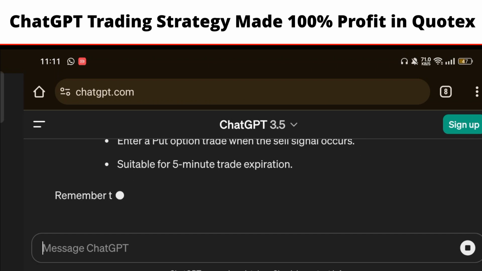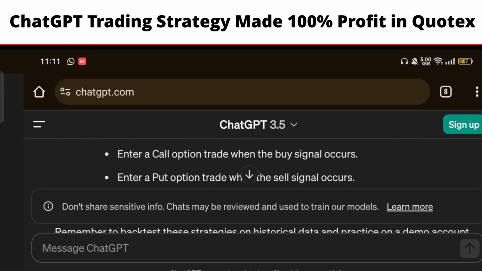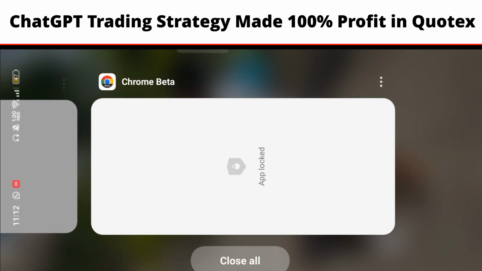And it is generating. Let's give it a couple of minutes. Now it's done and we have our strategies that we can use on Quotex. To effect these strategies, we'll need to go back to Quotex. So let's switch back to the Quotex trading platform.